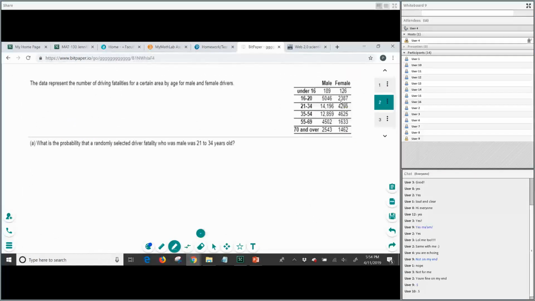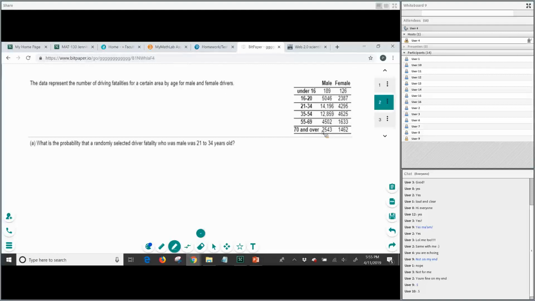Okay, let's try an example that uses a table. So here we have this table, and it's giving us a couple different things. It's giving us some numbers for males and females, and then it's giving us numbers for different age ranges. Okay, now if I look here at the question, it says, what is the probability, I hope you guys can read this, it looks a little blurry to me. What is the probability that a randomly selected driver fatality who was male was 21 to 34 years old? Now, it didn't say here anywhere in this question specifically the word given, right?